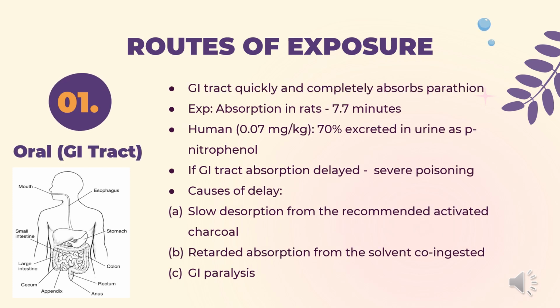Since almost all the parathion was found in the urine, it can be said that the GI tract quickly and completely absorbed parathion. For example, the half-life of parathion absorption in rats was 7.7 minutes. When parathion was administered orally to humans at 0.07 mg per kilogram, 70% of it was excreted in the urine as p-nitrophenol. Human parathion poisoning is severe when the poison's GI tract absorption is delayed. There could be a number of causes of this delay.